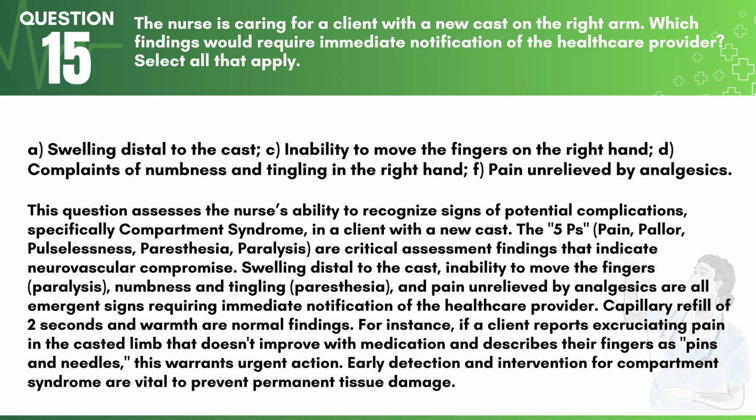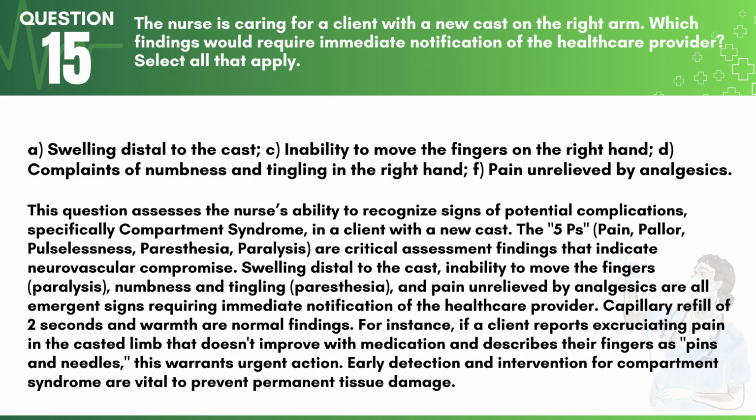Answer. Swelling distal to the cast, inability to move the fingers on the right hand, complaints of numbness and tingling in the right hand, pain unrelieved by analgesics. This question assesses the nurse's ability to recognize signs of potential complications, specifically compartment syndrome, in a client with a new cast. The 5 Ps, pain, pallor, pulselessness, paresthesia, paralysis, are critical assessment findings that indicate neurovascular compromise.